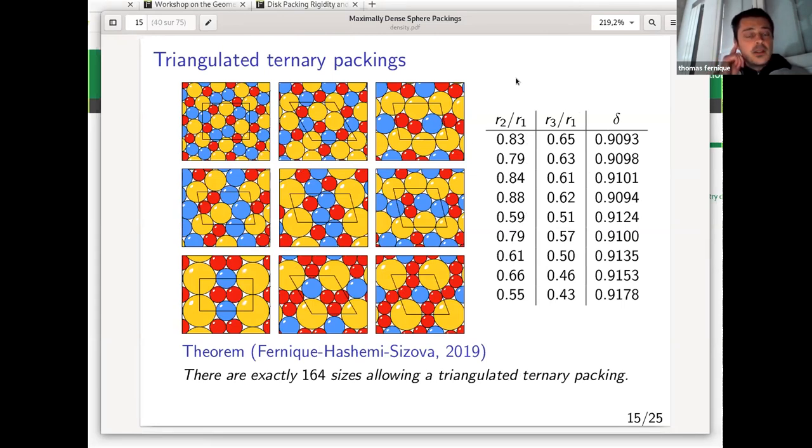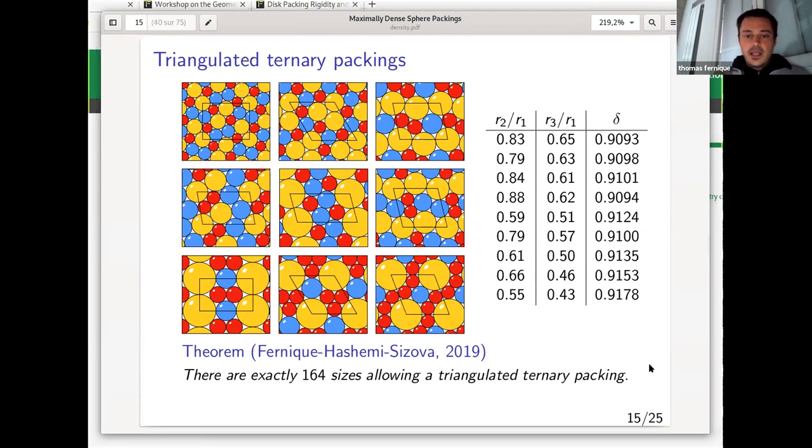Then for ternary packings, we proved that there are 164 size triples, why not, which allow a triangulated ternary packing. So I put some examples here.